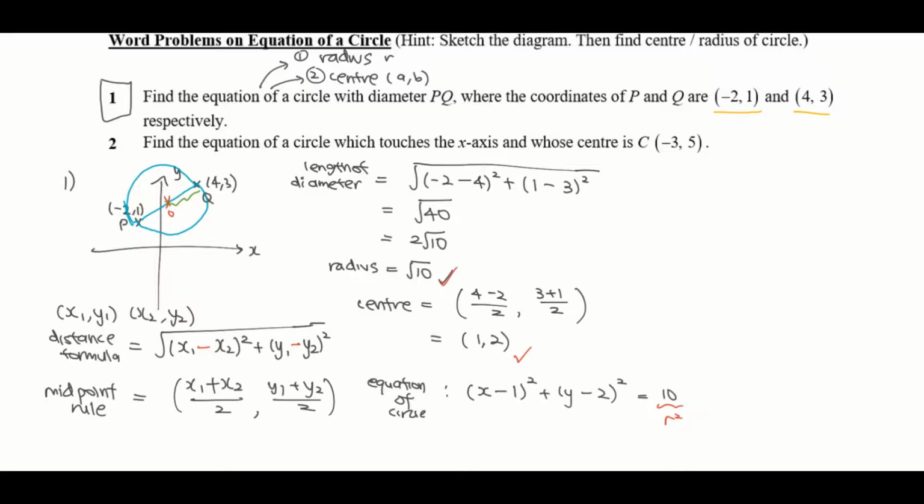Anyone confused? So let's say if I give you 3 marks, this is M1, finding radius, M2, finding center, A1, equation of circle. If it's a 3 marks question, these are the few steps.